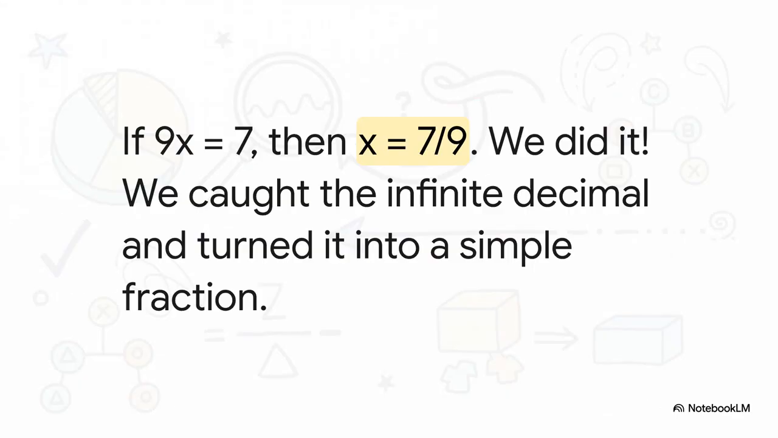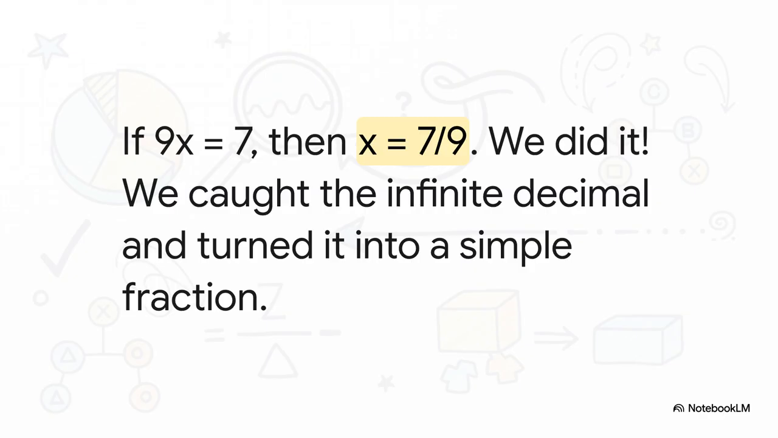And from here, it's a piece of cake. If 9 times x equals 7, what's x? We just divide by 9, so x has to be 7/9. And that's it, we did it. That crazy, wild, never-ending decimal, 0.777, was really just the simple fraction 7/9 hiding in a costume.